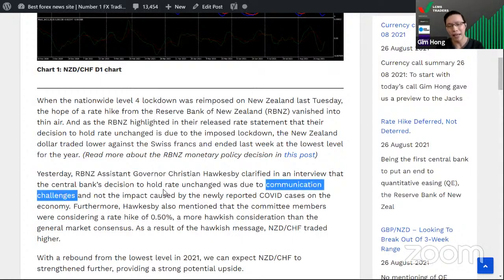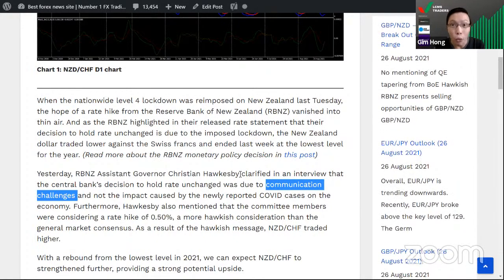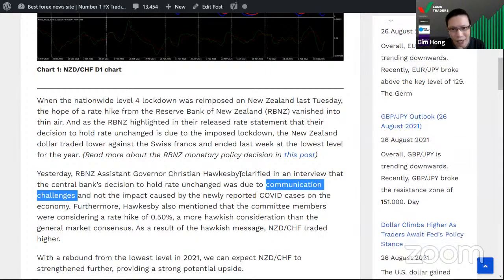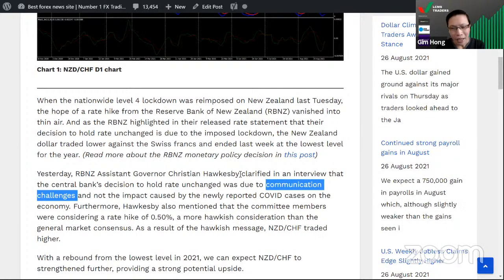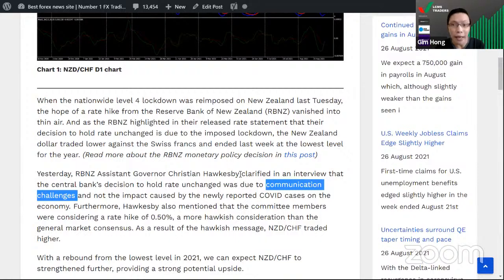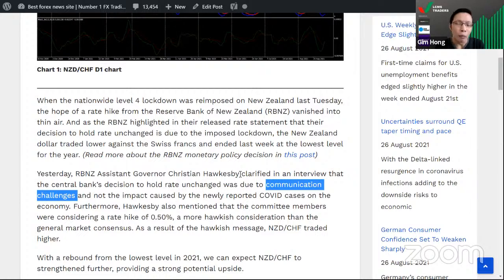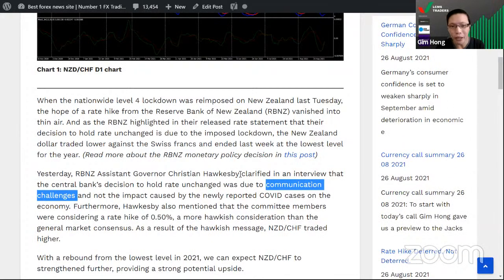Okay, what does he mean by that? So basically they find that it's kind of weird to say that we are going to increase interest rates on the day of the lockdown for the country itself. So that is the whole communication challenge that he refers to. It's how the central bank communicates with the public of New Zealand on how this rate hike comes about. So because of this, they actually decided to put on hold the rate hike.